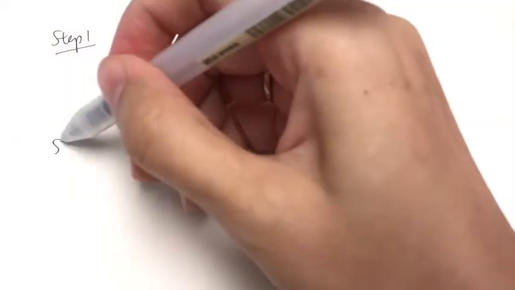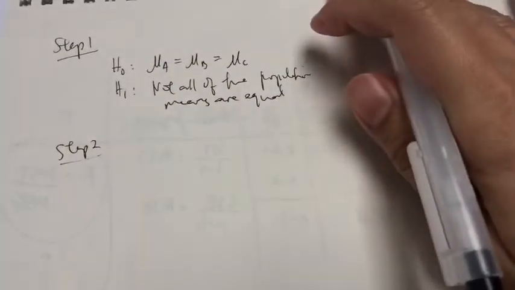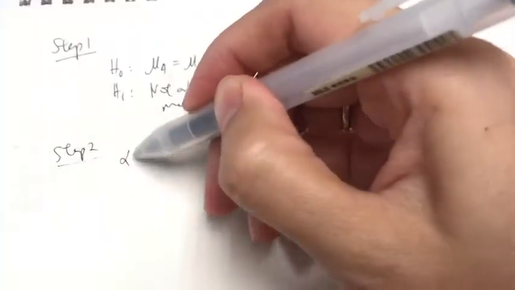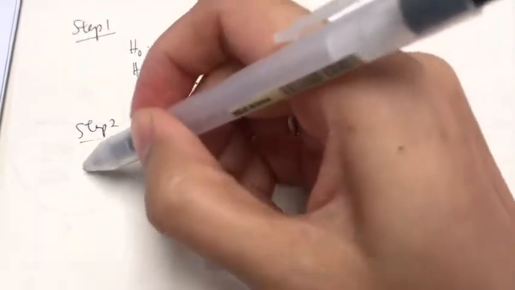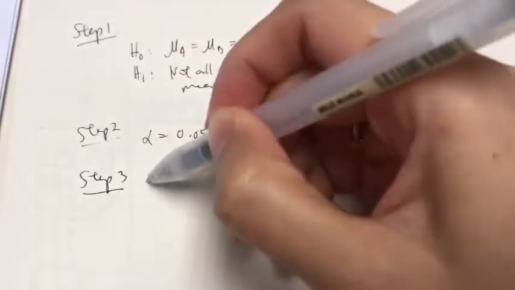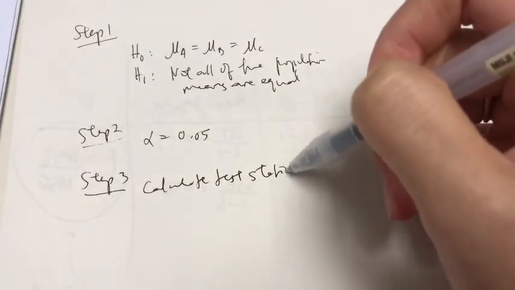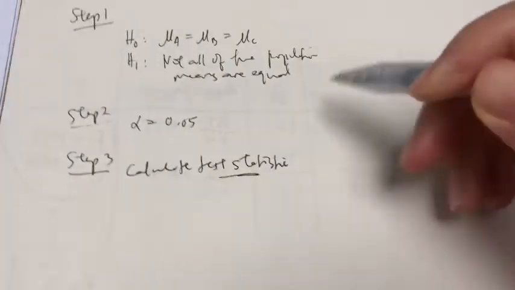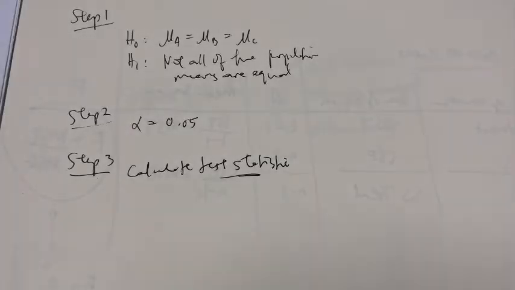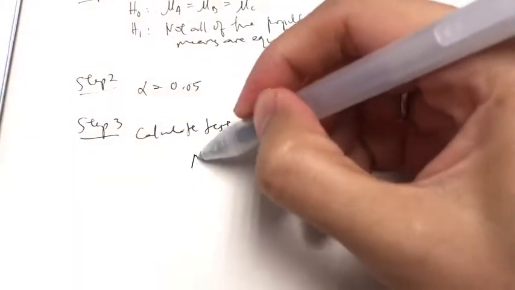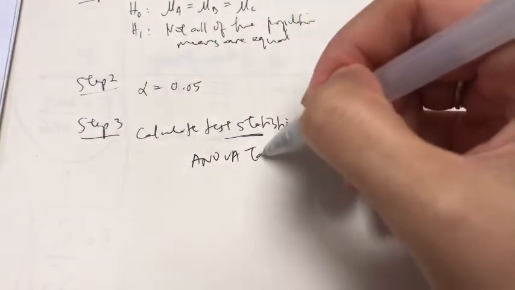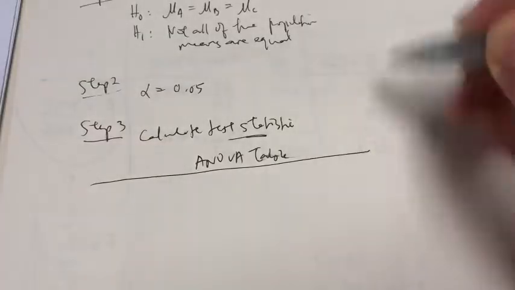Now step 2 is to write down our level of significance. It's given that alpha is 0.05. Now here's the long part, which is to calculate the test statistic. We know that we will use the F distribution as the test statistic for ANOVA, and to do so we construct the ANOVA table. Basically, this is the ANOVA table that we want. Remember, it starts with the variation.